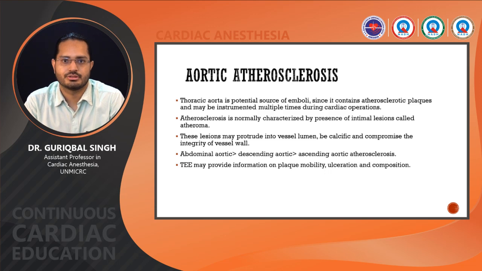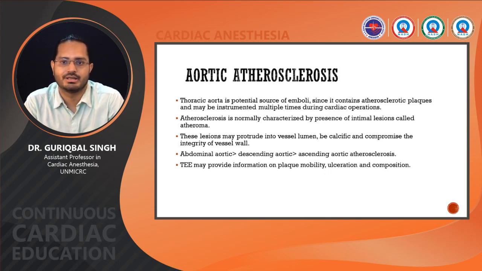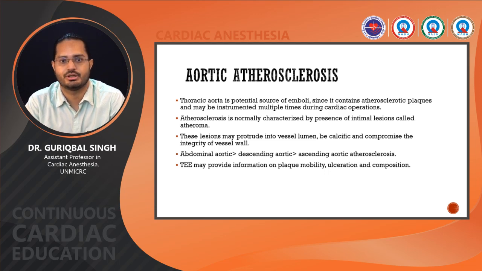Aortic atherosclerosis. The thoracic aorta is a potential source of emboli since it contains atherosclerotic plaque and may be instrumented multiple times during cardiac operation. So, these lesions may protrude into the vessel lumen, be calcified, and compromise the integrity of the valve. They are most common in the abdominal aorta, followed by the descending aorta and then the ascending aorta. TEE may provide information on plaque mobility, ulceration, and composition.